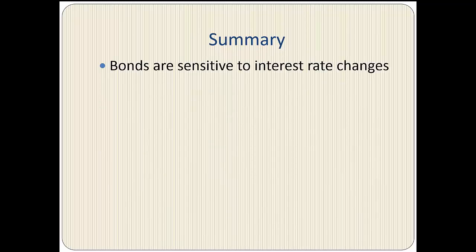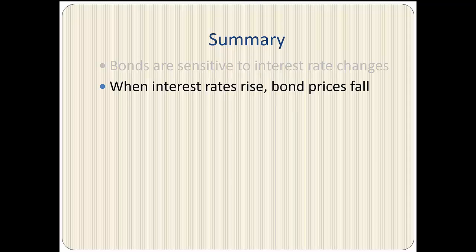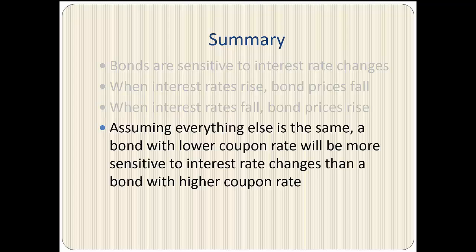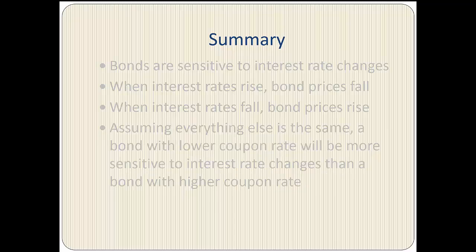So in summary, we can say that bonds are sensitive to interest rate changes. When interest rates rise, bond prices fall. When interest rates fall, bond prices rise. Assuming everything else is the same, a bond with lower coupon rate will be more sensitive to interest rate changes than a bond with higher coupon rate.